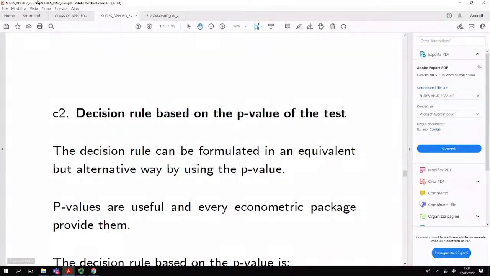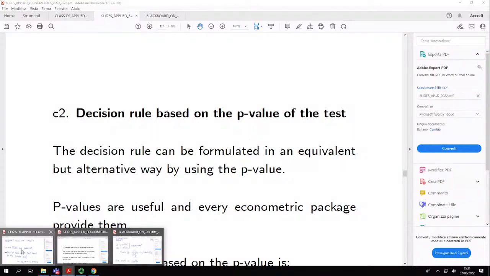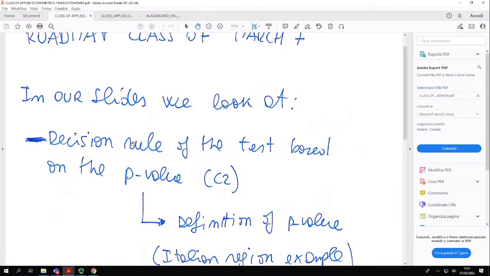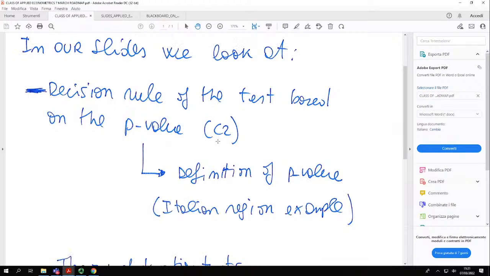So the roadmap today will be, and that's why I have done a kind of summary of what we are doing today, because we have been discussing up to C1, the decision based not on the p-value, but on the test statistic. Now, we see very briefly the decision rule C2 in our slides. And it means that we are going to discuss also how to define a p-value of the test.